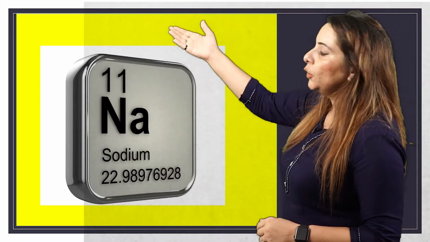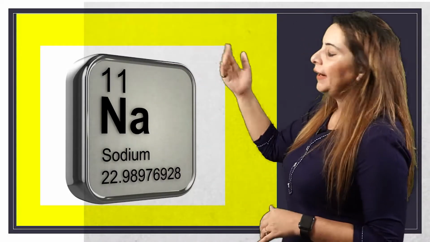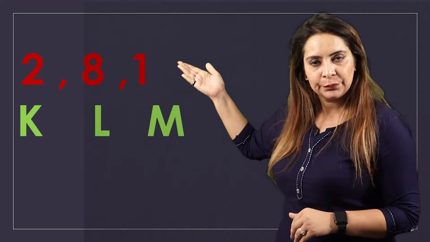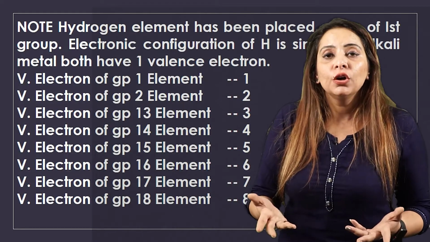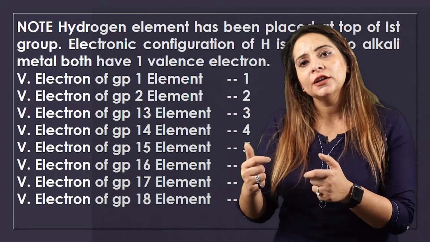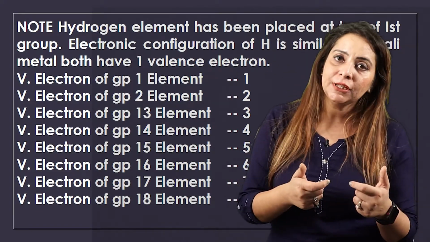So we know that the atomic number for sodium is 11. Got it? So if I write the electronic configuration, it comes out to be 2, 8, 1. Now we know that the valence electron is only 1. That means it is placed in group 1. That is clear, right? So it is a member of the first group. How did we come to know? Just by looking at its valence electron. If the valence electron is 4, that means it belongs to group 14. If it is 3, that means it belongs to the third group.